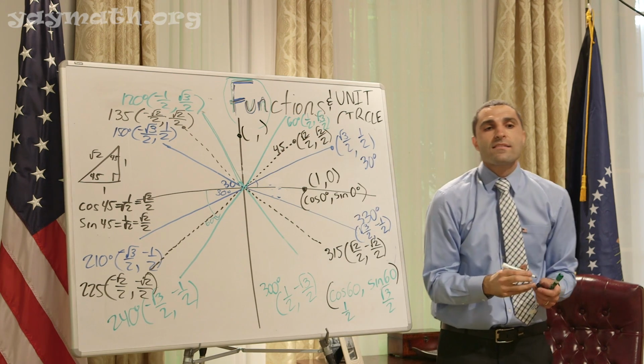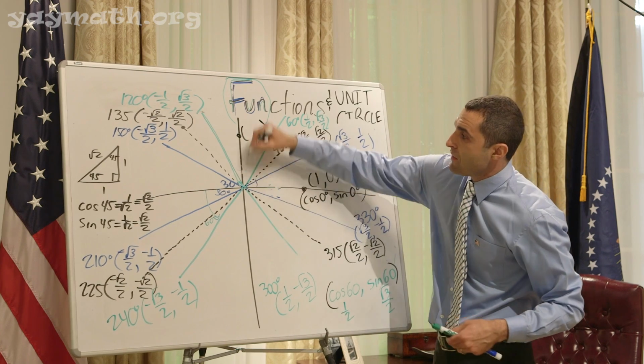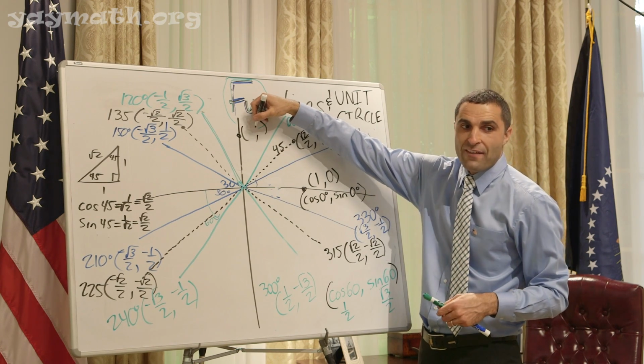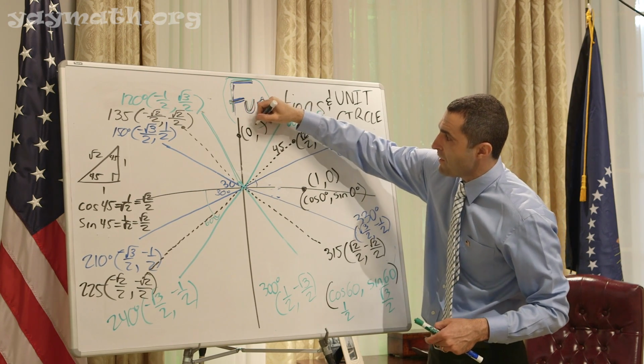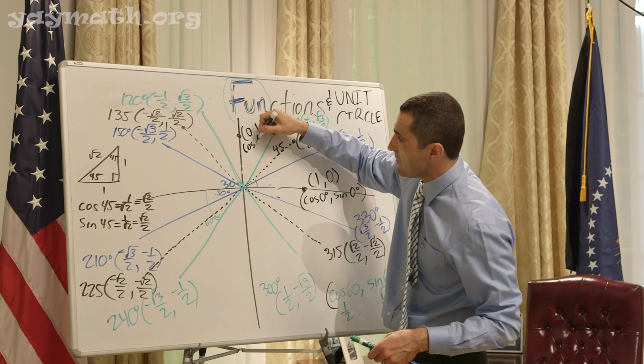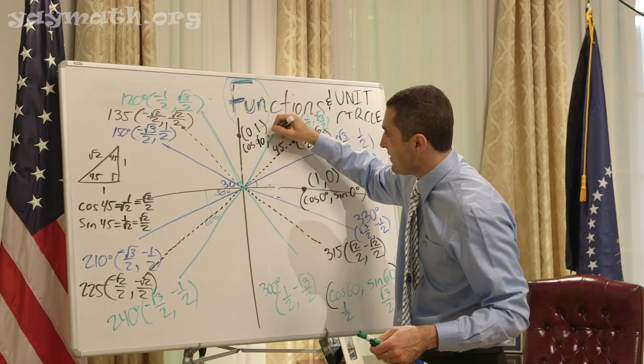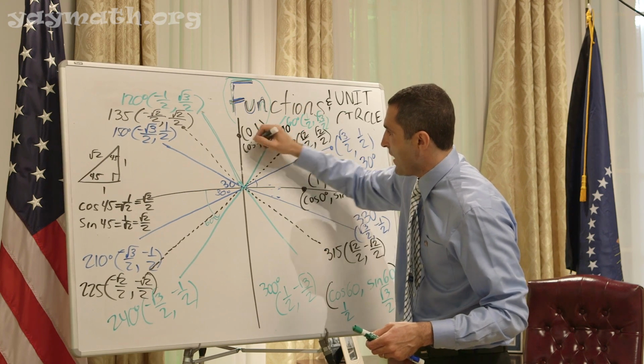What, comma, what? X is 0. 0, comma, 1. Good. This is the cosine of what angle? Of 90. Sine of 90. Okay, you're getting the hang of it.